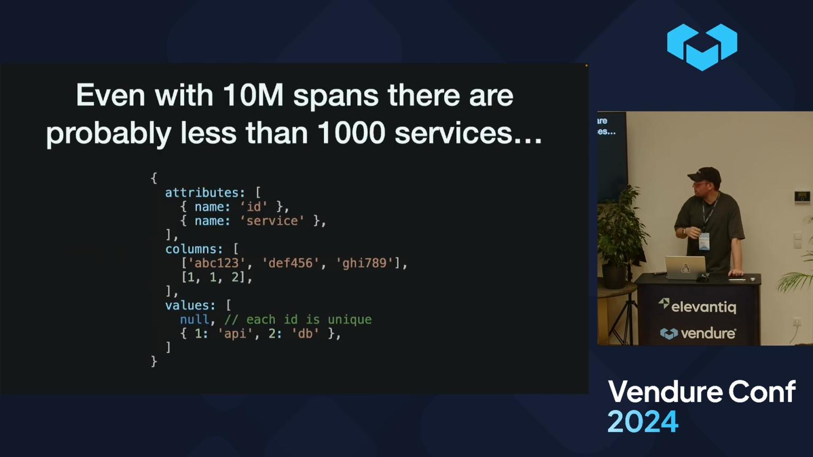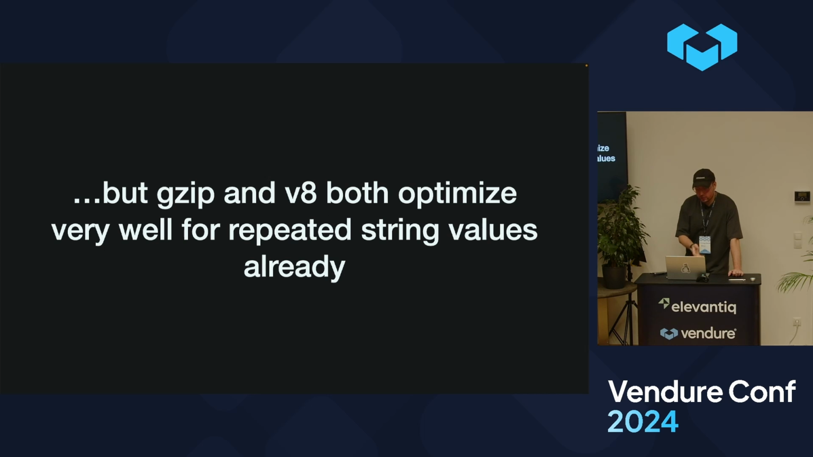One thing we tried that didn't work was we thought we'd make a lookup table of the values and then we only need to send numbers down. Maybe that's smaller. It turns out that actually performed worse than just letting gzip figure it out. Because both gzip and V8 are incredibly good at dealing with the same string value over and over.